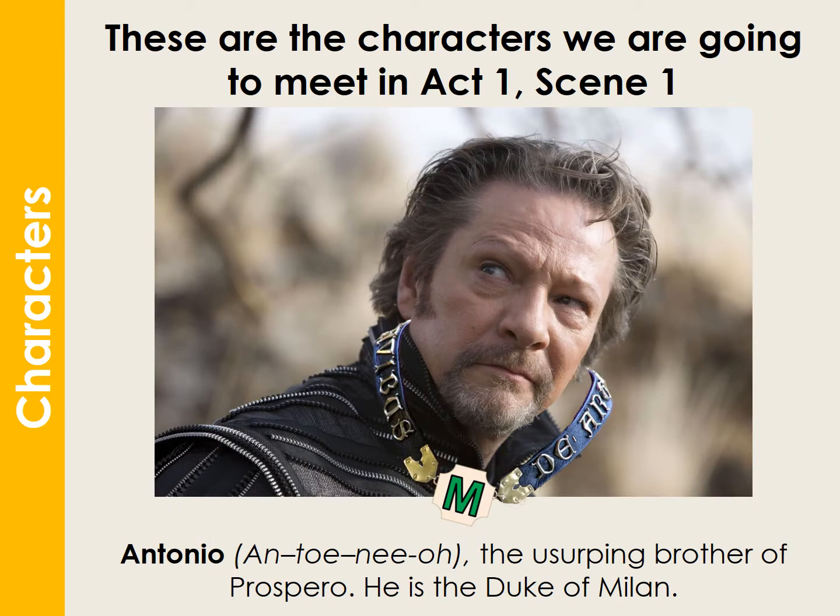So we also meet Antonio. Now Antonio is the brother of a character we haven't met yet called Prospero, and he is the Duke of Milan. Now it says here that Antonio is the usurping brother of Prospero. If someone usurps someone else, that means they take over their role. So in history you might have read or learned about a king or a potential king usurping another king. That means they've taken over the throne by force. So what Antonio has done is he has usurped his brother's role. So Antonio has stolen the title of Duke of Milan from his brother Prospero. More on that later.